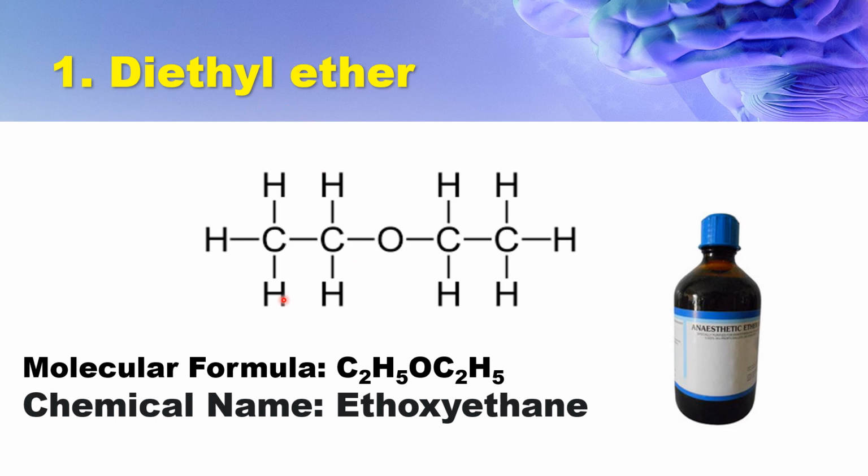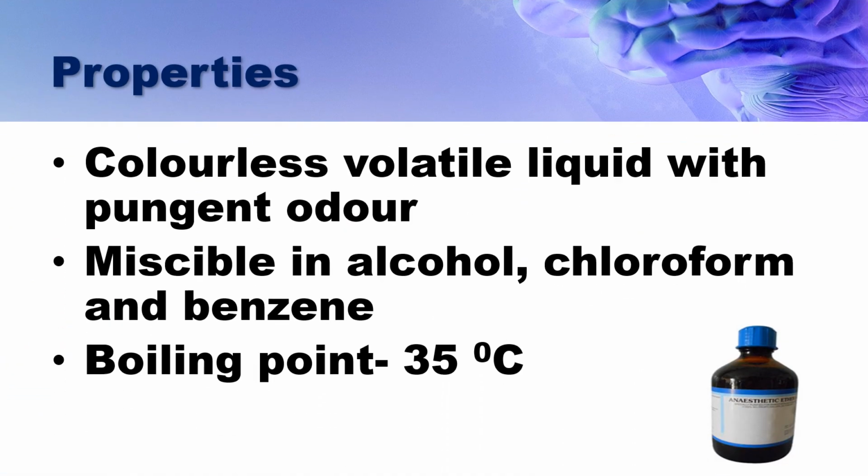Structure of diethyl ether. The molecular formula is C2H5OC2H5 and the chemical name is ethoxyethane. Diethyl ether properties: it is a colorless volatile liquid with pungent odor. It is easily miscible in alcohol, chloroform and benzene. The boiling point is 35 degrees Celsius.